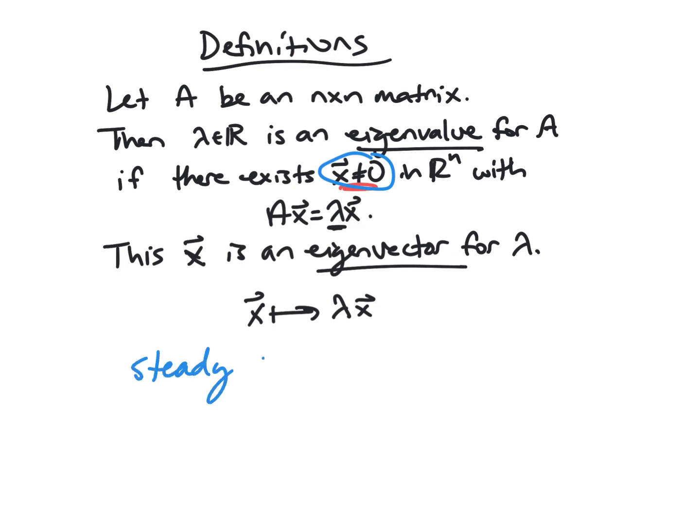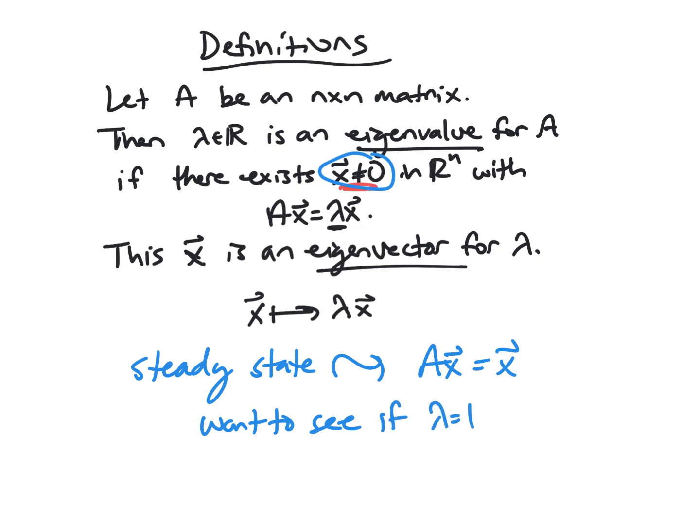So in the context of our problem, for that steady state, we said basically we want Ax equals x. So this means we want to see if there is an eigenvalue of 1 for A. So we want to see if lambda equals 1 is an eigenvalue of A. Right, because this is just Ax equals 1 times x, if you want to think of it that way.